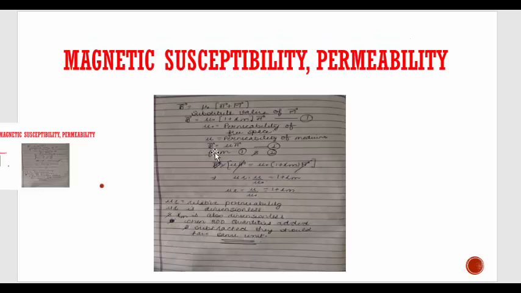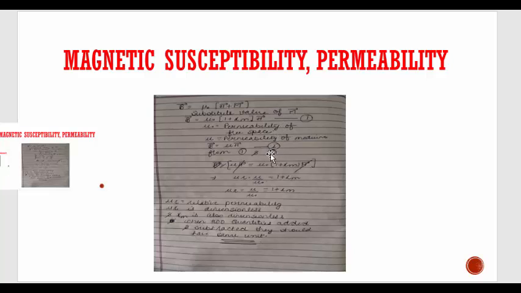So after filling the value, we get B vector is equal to mu naught into (1 plus psi m) into H vector. This is equation number 1. Mu naught is the permeability of free space, and mu is the permeability of the medium. So B is equal to mu into H. This is equation 2, where H is the magnetic field intensity and B is the induced magnetic field.